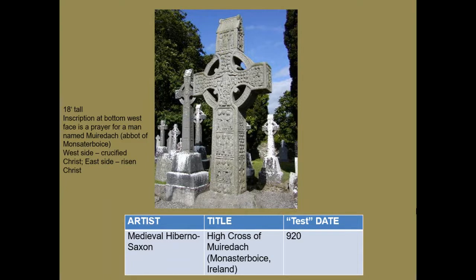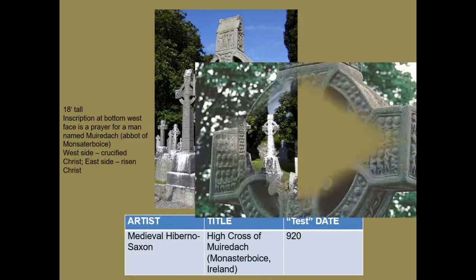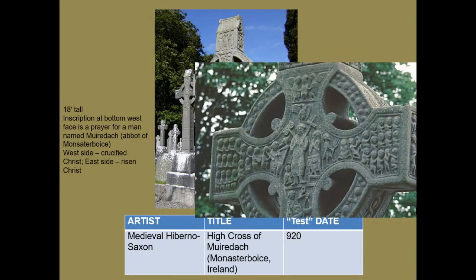And so the main patterns or main visual images that are depicted are on the west side and the east side, the flat sections of the cross, as opposed to the edges or sides. So on the west side, you see the crucifixion scene. On the east side is the risen Christ, in fact, Christ in judgment. And if we zoom in on that section, you can see Christ's return.